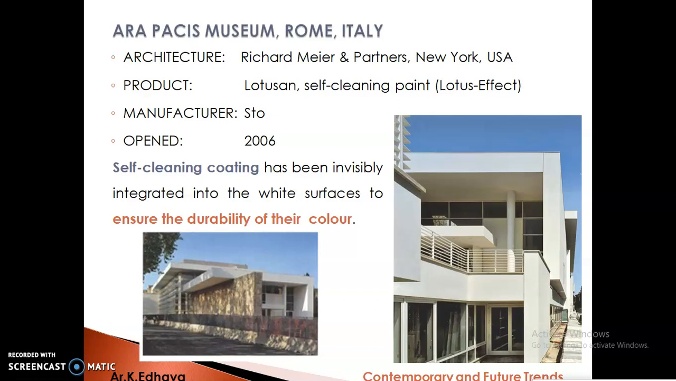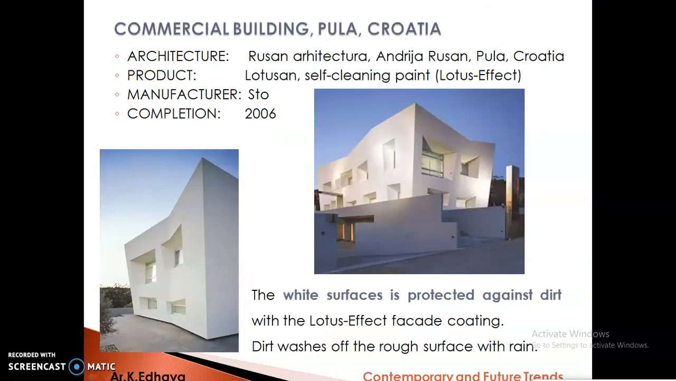Here the self-cleaning coating is used on the surfaces since they are all pure white surfaces. These coatings will ensure the durability of the color. When the durability increases, the maintenance cost and the cost of replacing the old paint will get reduced. So it is very economical to use these kinds of surfaces in commercial areas.